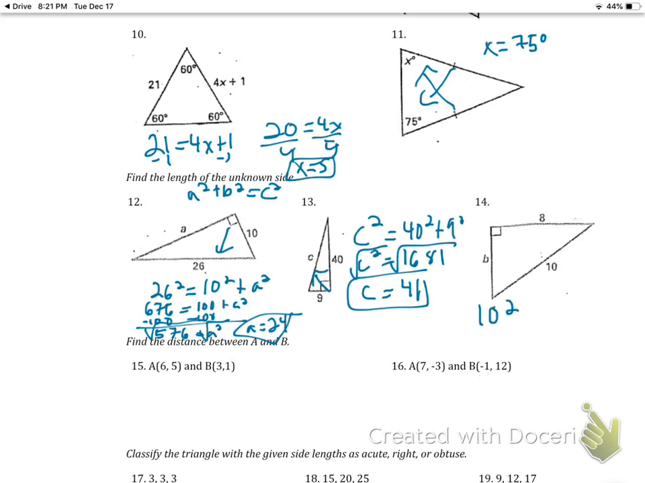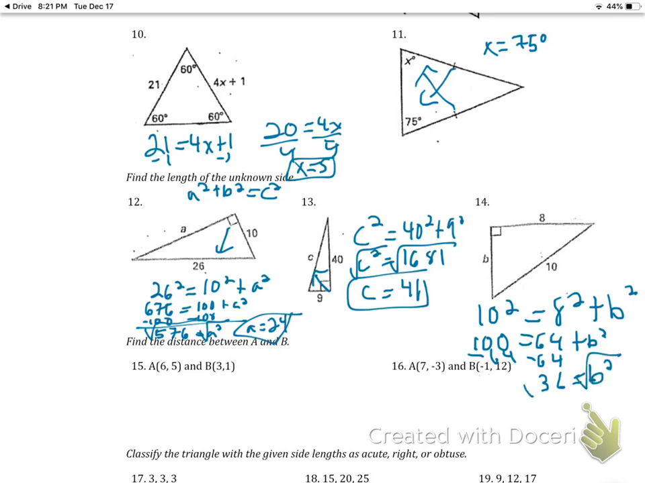And last but not least, to this group, we see we have c squared here is 10. So c is 10. So c squared would be 10 squared, 8 squared plus b squared. So that's 100 equals 64 plus b squared. Subtract 64. You end up with 36 equals b squared. Square root both sides. B equals 6.